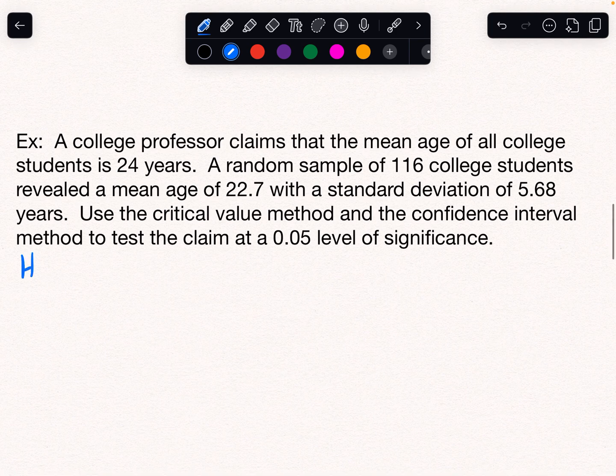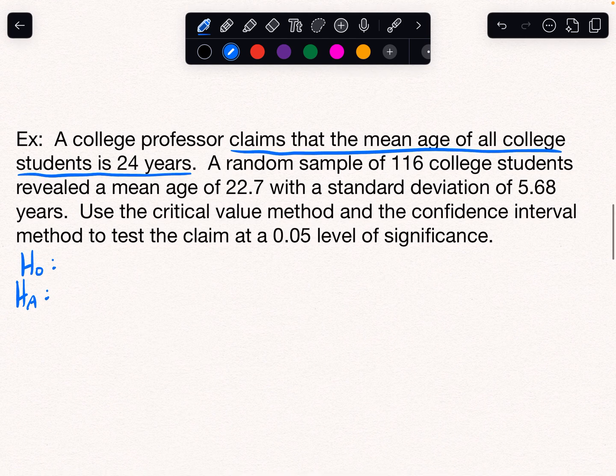Okay, so our null hypothesis, alternative hypothesis. Our claim is that the mean age of all college students is 24 years. So it didn't give an inequality statement. It wasn't is more than 24 years or is less than 24 years. So we put that as our null. Is equal to 24, and this is actually our claim. Normally our claim is our alternative hypothesis. Interesting enough. So that makes our alternative hypothesis the not equal to 24, because that's the opposite.